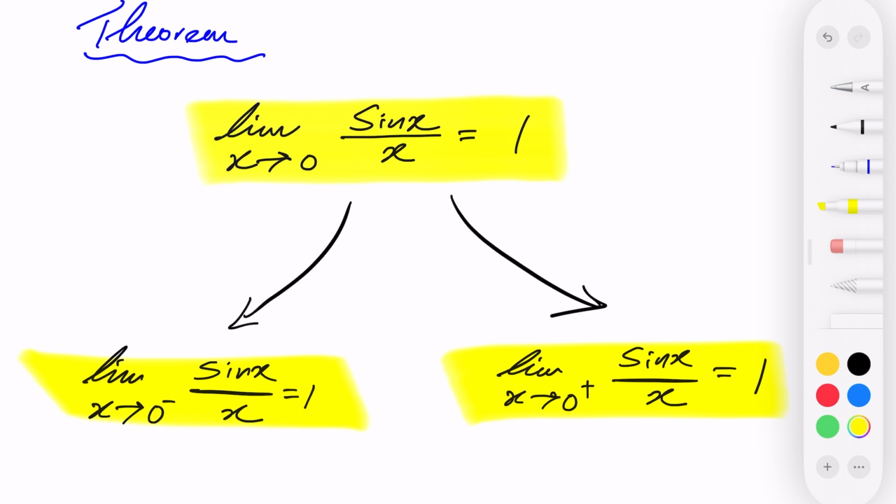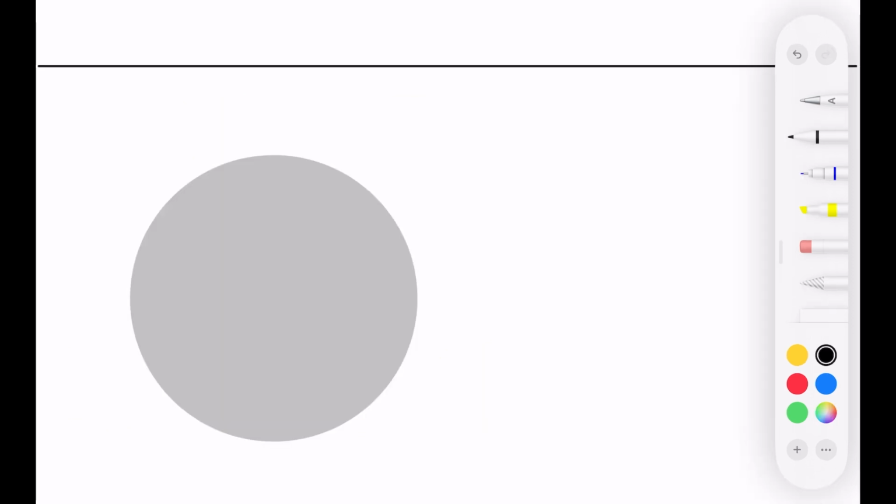Alright, so for the proof, I'm going to use a geometric construction. For the geometric construction, I'm going to need a circle. And then I need to locate the center. Let's say the center is somewhere here. Let's assume that the radius of this circle is equal to r. And then I need to develop this construction some more. I'm going to need a sector inside this circle. So let me go ahead and draw a sector.